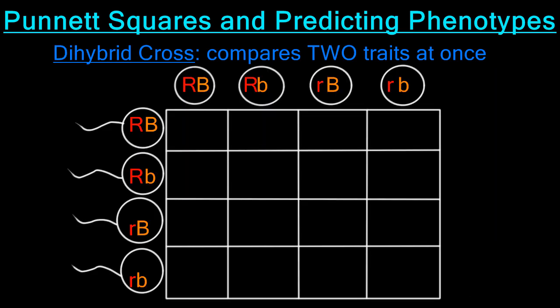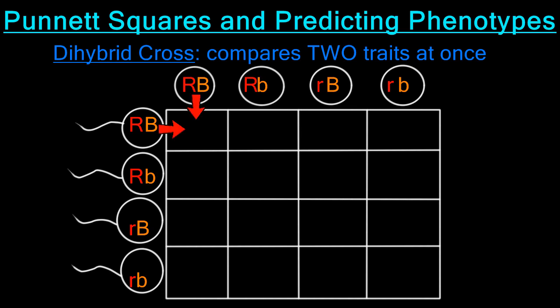In order to conduct this dihybrid cross, we will need a larger Punnett square, one with 4 boxes across and 4 boxes down. That way we can fit the 4 allele combinations for egg and sperm across the top and down the left side. Filling in the boxes is pretty similar to the way we filled in the smaller Punnett square, except we are writing the genotype for 2 traits instead of 1.